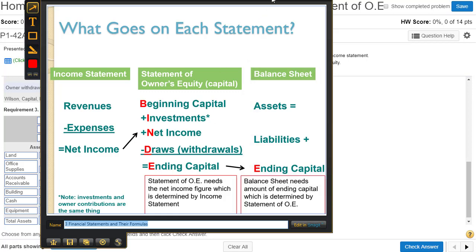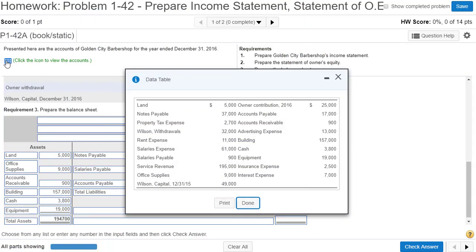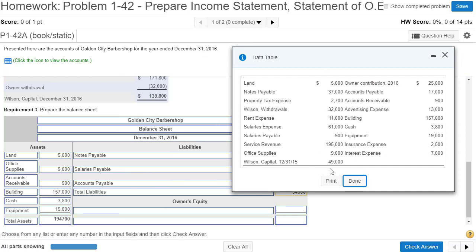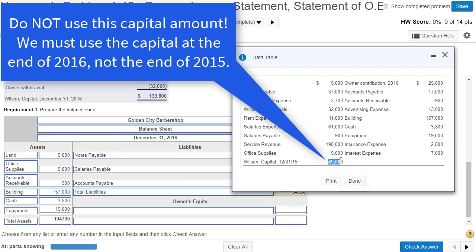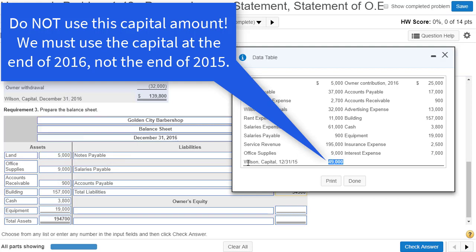So here's what some students do accidentally. Some students will mistakenly, now remember, do not do this, want to use this capital. But is this capital at the end of the year? Well, look over here. What year are we doing? We're doing 2016, the end of 2016. This is the capital at the end of 2015. So this was the beginning capital we used. So we cannot use that.